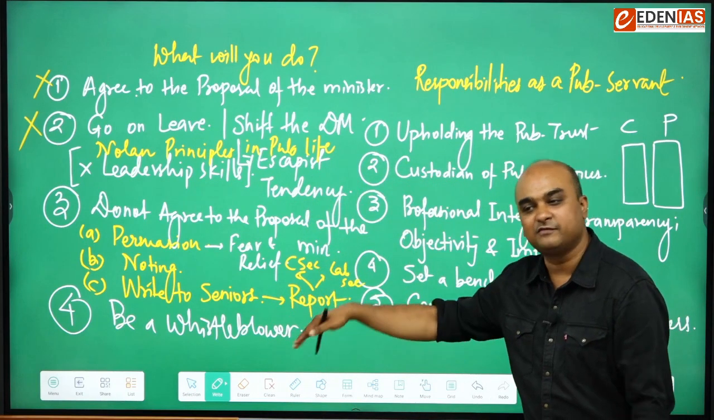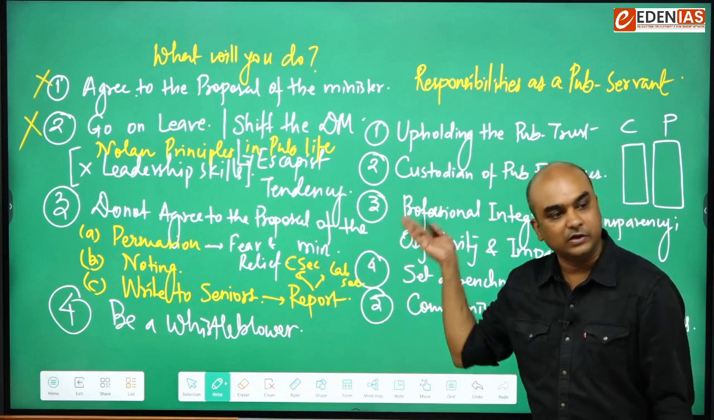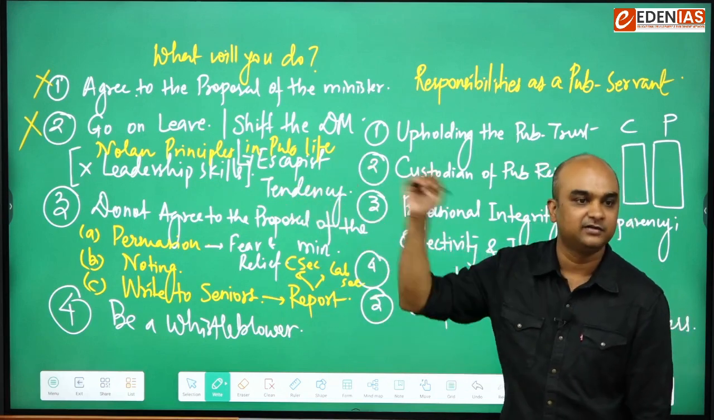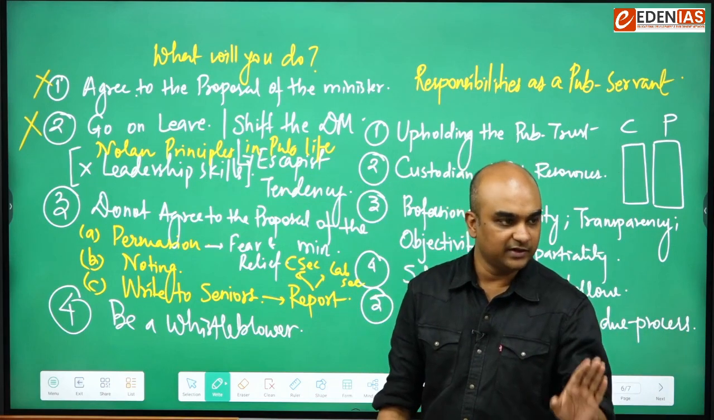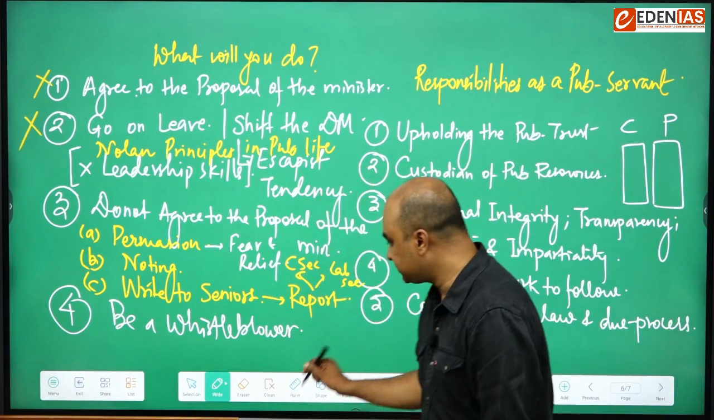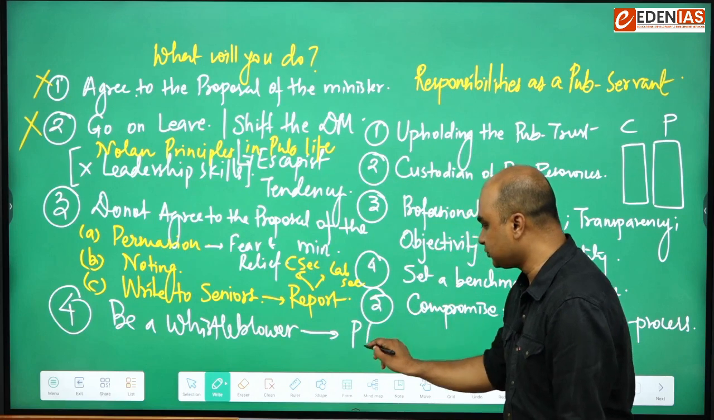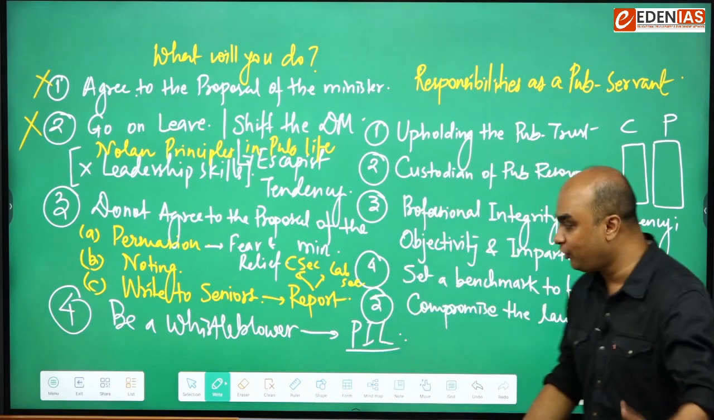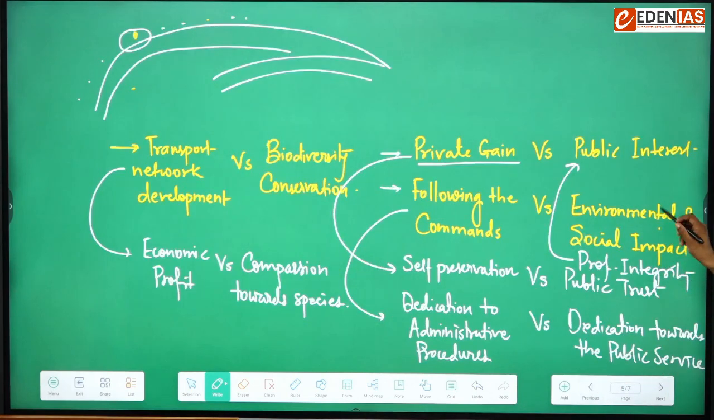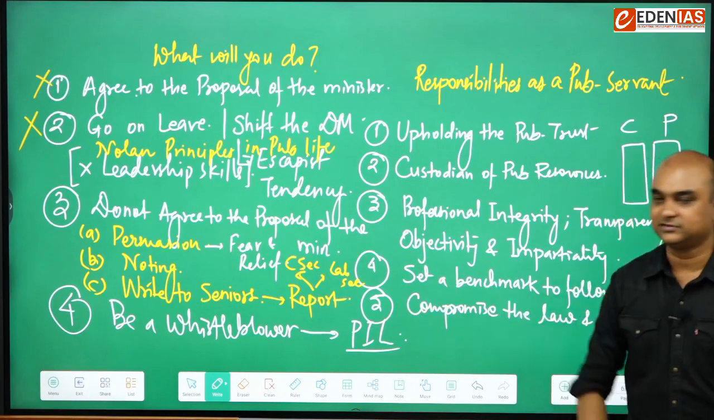On the basis of that whistleblowing, there could be a PIL also filed in any judiciary. Do you understand that? Any court, there could be a PIL. So this could motivate activists to file PIL, public interest litigation. So you are upholding what? You're upholding public interest. You're not allowing it to fall down under any circumstance. Okay. तो ये आप कर सकते हो.